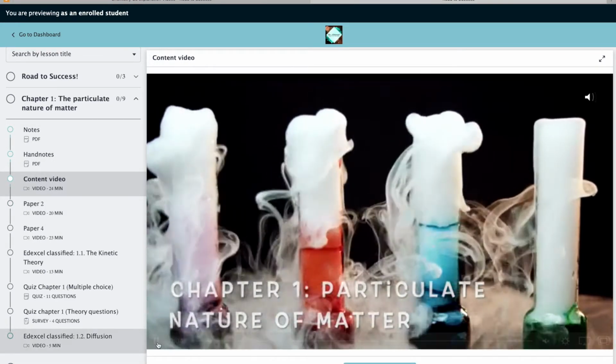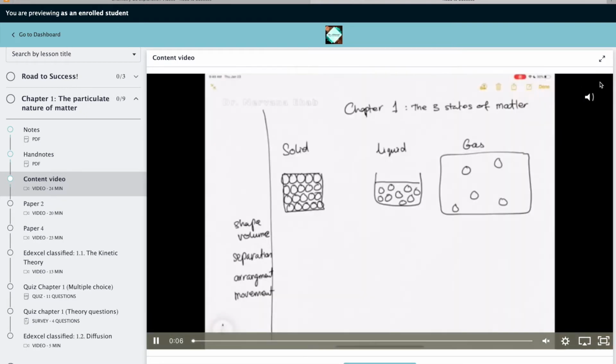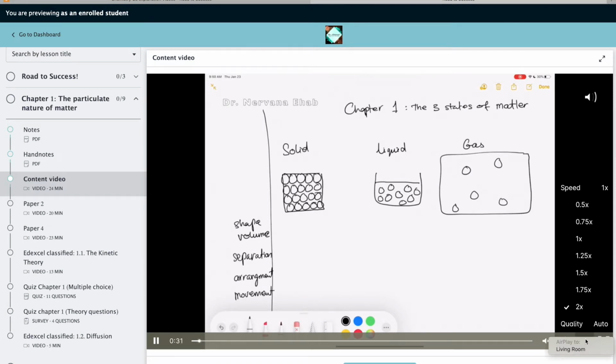So this is just the content. You're going to have to click on this button so you can start to hear the lesson. You can of course pause at any time and play it again at any time. You can also click on this setting and increase the speed so you can make it twice as fast, or you can watch this video on, for example, your TV, which will make the video really large.